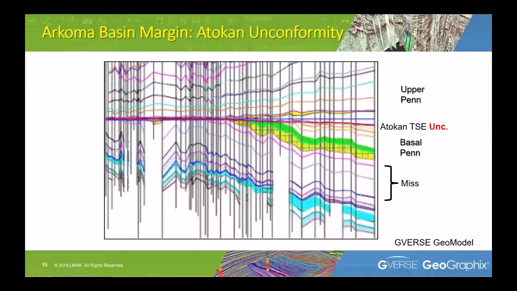So we're going to be talking about how we use GVERSE geomodeling to understand the nature and character of these transgressive or low stand erosional events and how that truncation ends up. So let's focus in a little bit closer now.